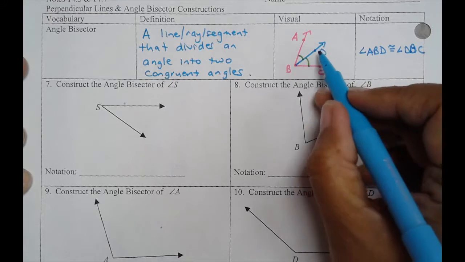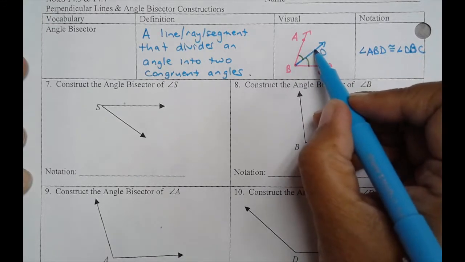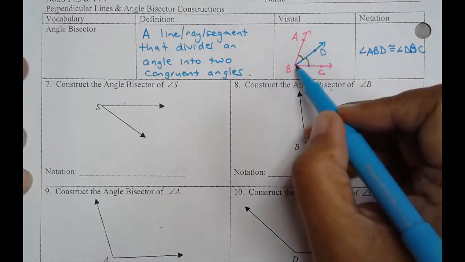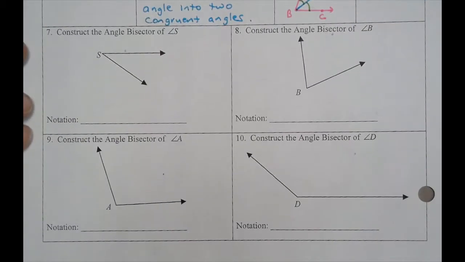Angle ABD is congruent to angle DBC. So just as long as you're connecting the dots, I could have said DBA is congruent to DBC or CBD. All right, so let's go ahead and construct. That's again using our tools.